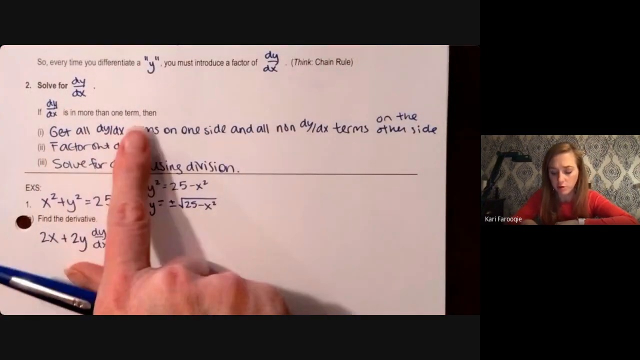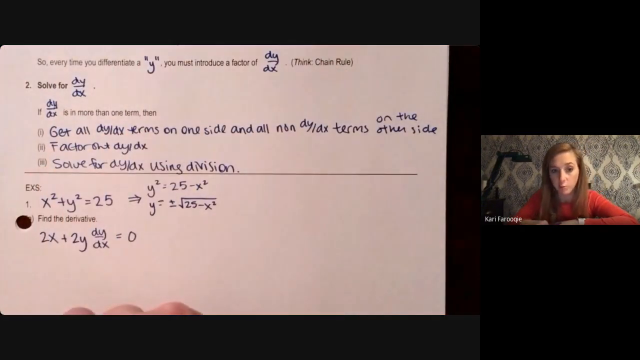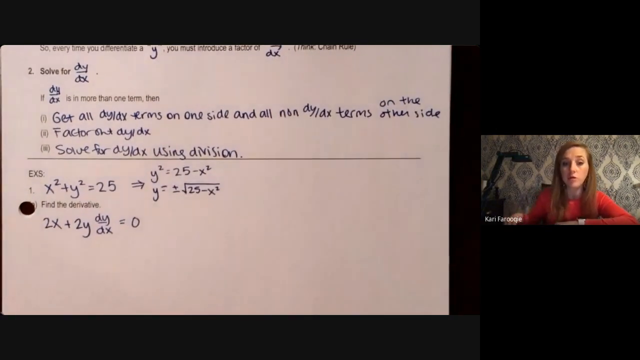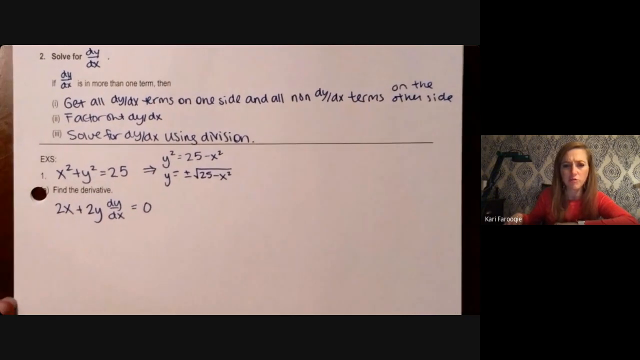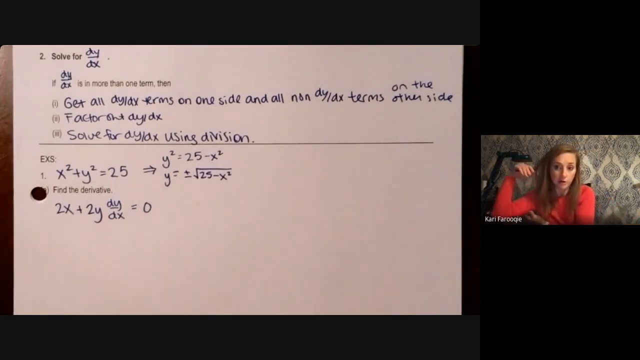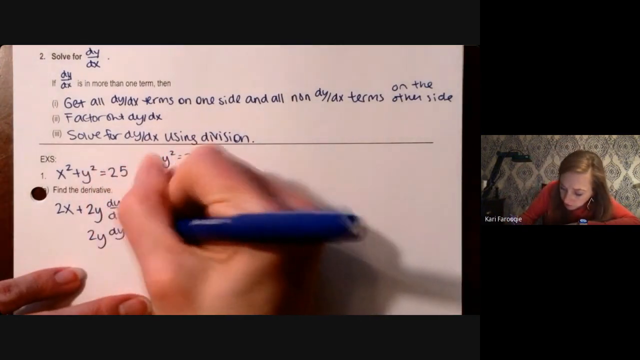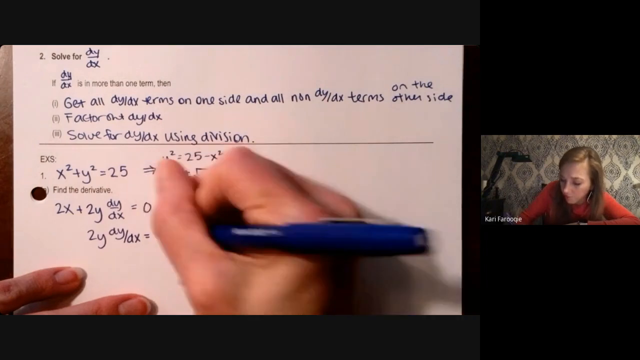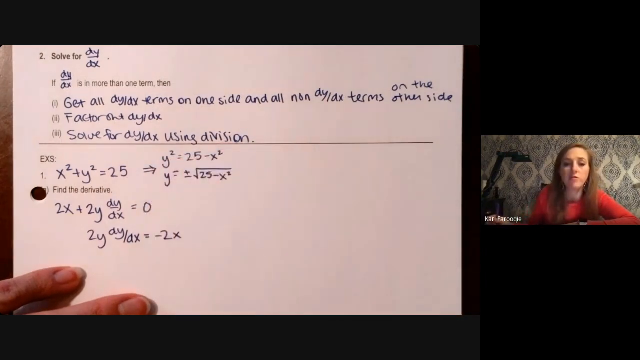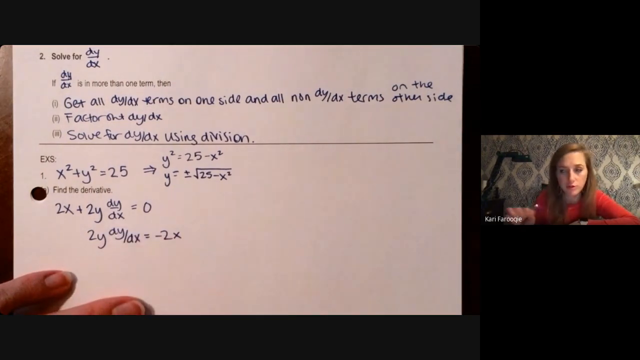If it's in more than one term, then get all the dy dx's on one side and all the non-dy dx's on the other side. So we're going to solve for dy dx, just like how you used to solve for a variable in algebra. Same idea here. I'm going to take my 2y dy dx and leave it on the left-hand side. And then I'm just going to move this 2x to the right-hand side. So when I move it over, change the side, change the sign, I'll just be subtracting it from both sides.